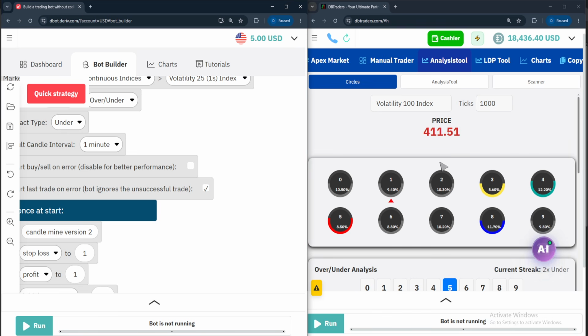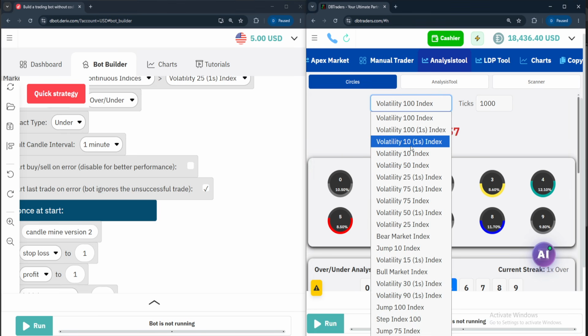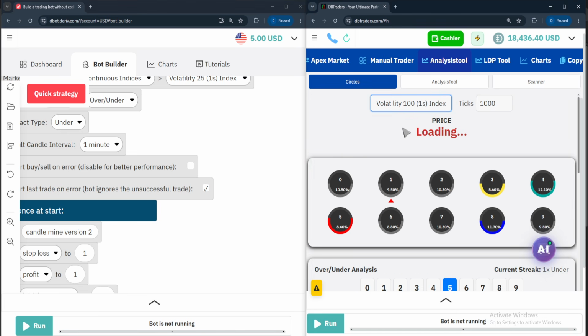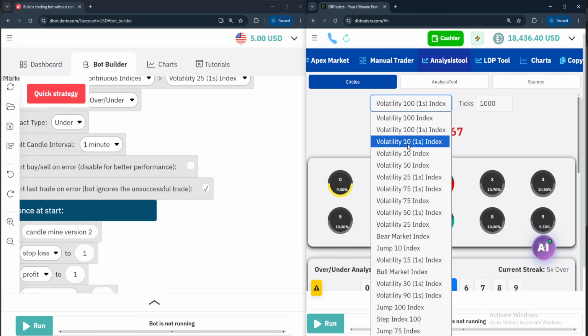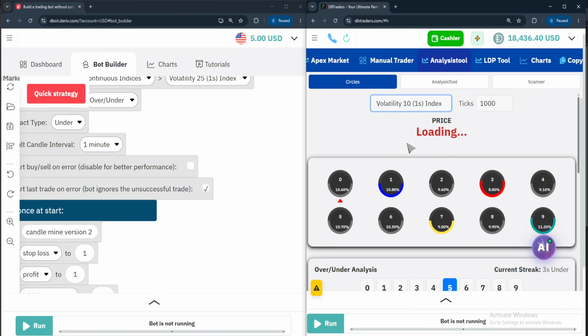So basically, you'll be using the DB Traders analysis tool. I'll come here and try to look for a good market that you can trade, based on the conditions you've always looked at for over 1 and under 8. If you do not know what conditions I'm speaking about, I will put the link in the description so that you can go and check out the over 1 and under 8 videos. So let me go through them and see if I'll be able to find a good over 1 or under 8. So this one is not favorable.